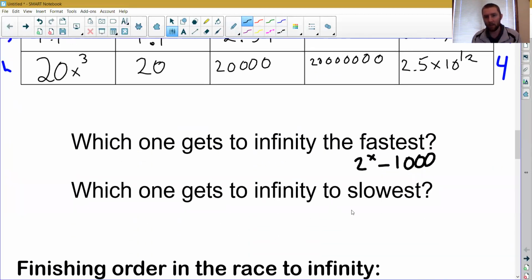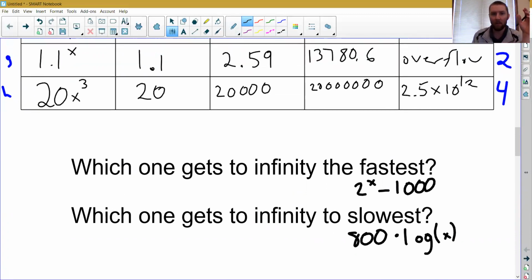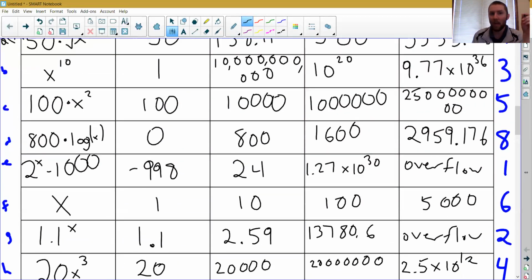That's 800 times the log of x. Okay, now, these functions, you guys, are not just arbitrary. They have pieces added to them that we'll talk about in a second, but we have different types of functions here that we have seen before, right?